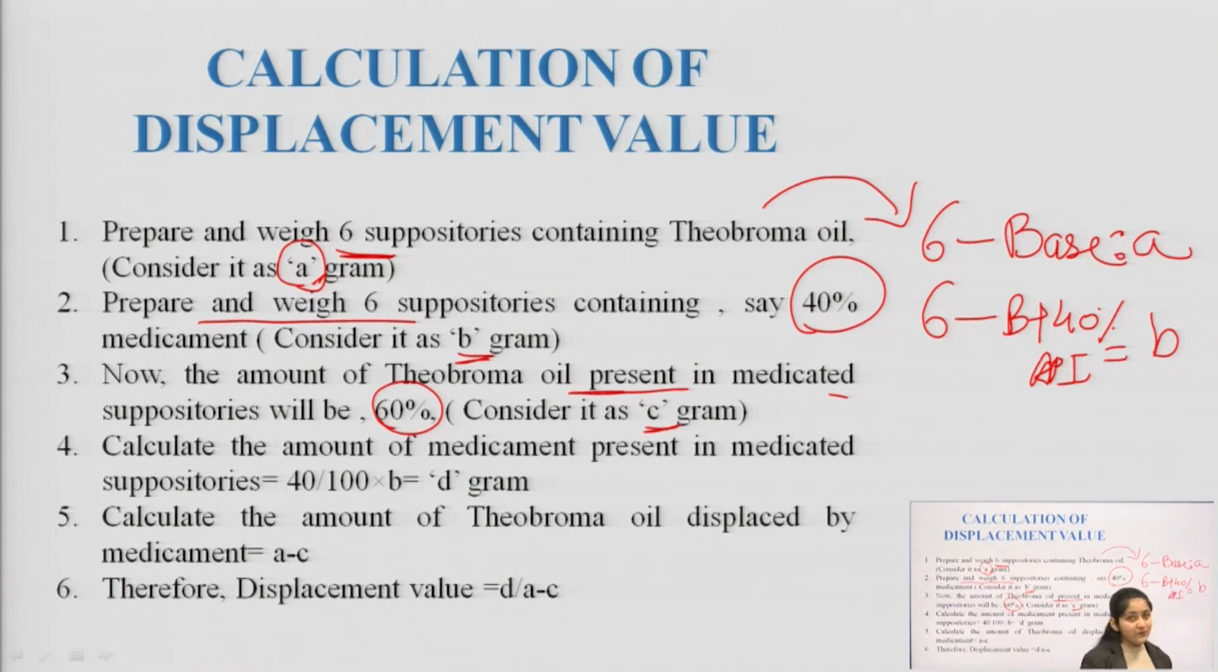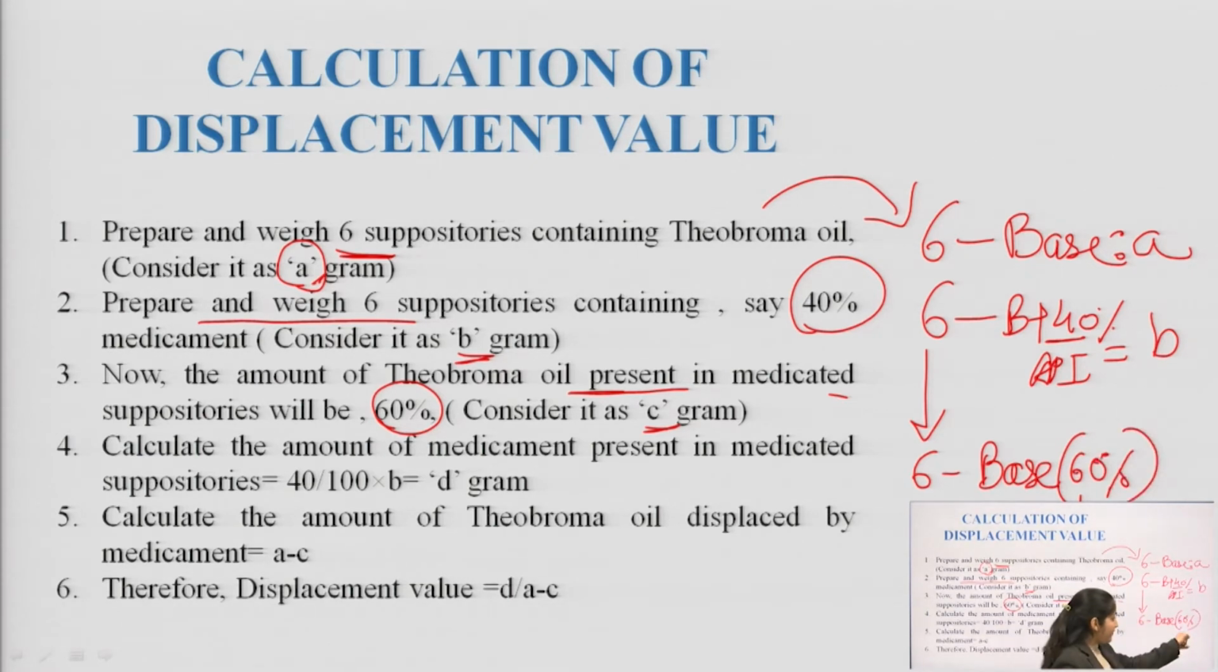This is very simple. Let us understand what this statement is saying. Here the 6 suppositories which were made by using 40% API, the same 6 suppositories are going to contain 60% base, because 40% is API and 60% is the base. We are naming this entire thing as C. Before moving ahead, let us have a discussion on what is A, what is B and what is C.